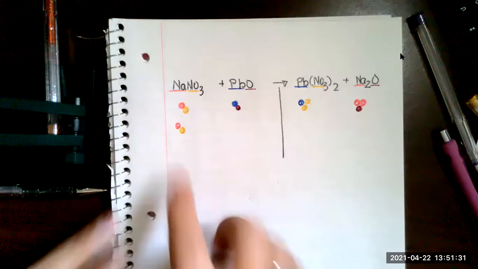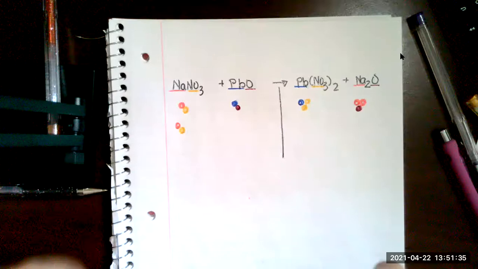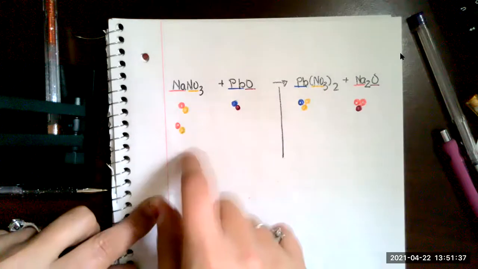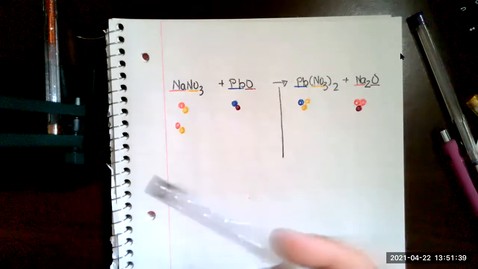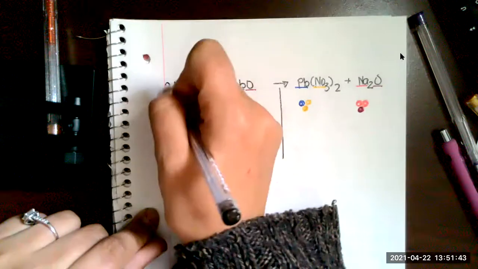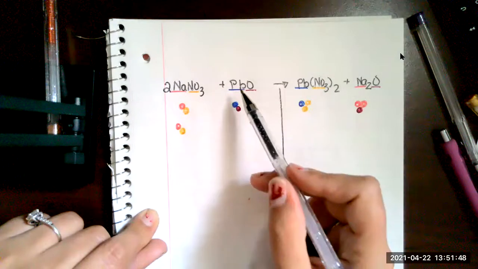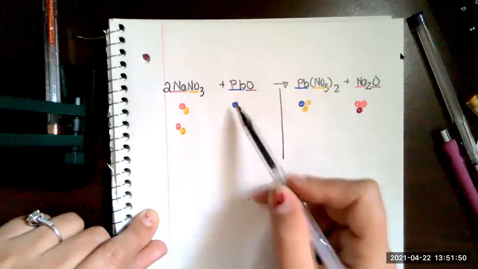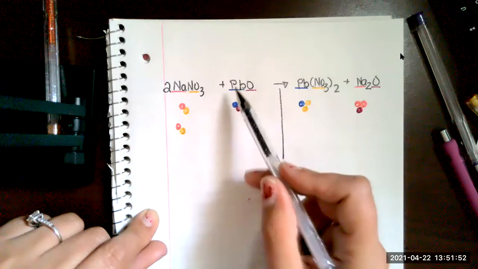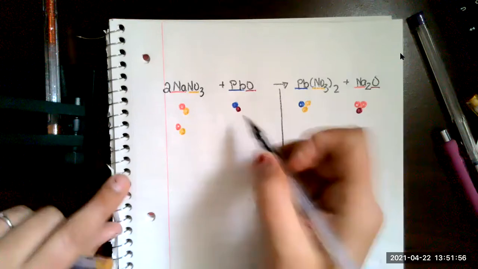Remember, when you're doing the color-coded or the color molecule techniques, your coefficients are the amount of molecules you have. So I have 2 of the sodium nitrate, so that 2 becomes my coefficient. Over here, I have 1 of my lead 2 oxide, that 1 becomes my coefficient, but because I've already written lead 2 oxide once, I don't have to write it again.